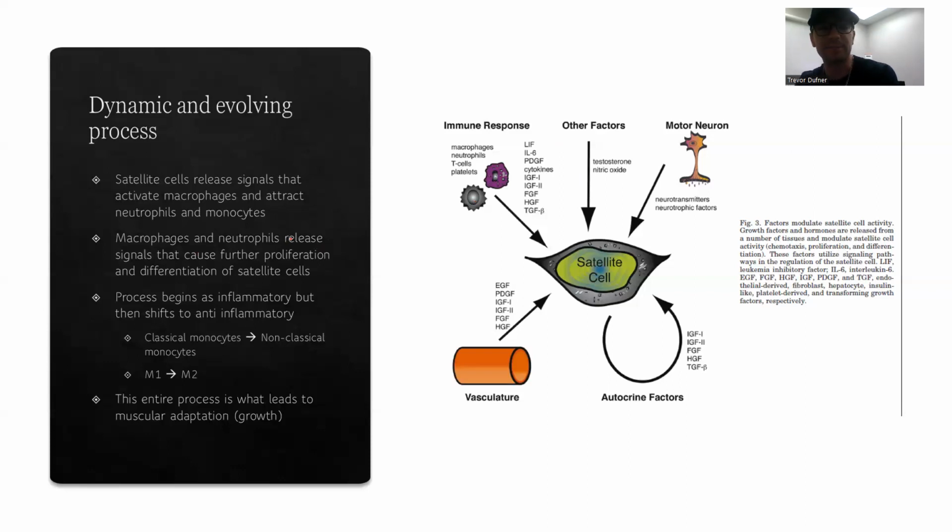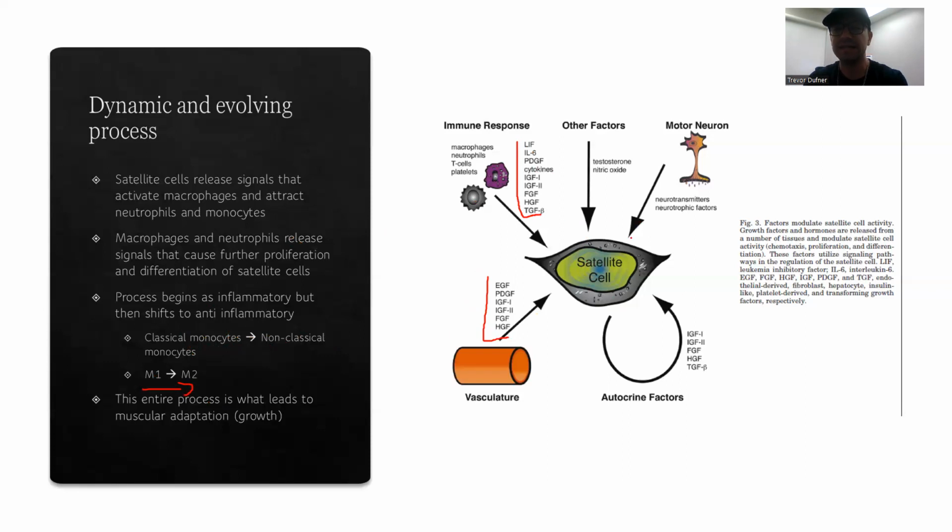And then the process begins as inflammatory, but then shifts to anti-inflammatory. Classical monocytes turn into non-classical monocytes, and M1 macrophages turn into M2 macrophages. So this entire process is what leads to muscular adaptation and muscular growth. And so I know that was kind of a lot thrown at you, but what I want you to see here is that there's a lot of signals. And this isn't even close. This is 1/100th of all the signals, of all the receptors that are involved in this repair cascade.